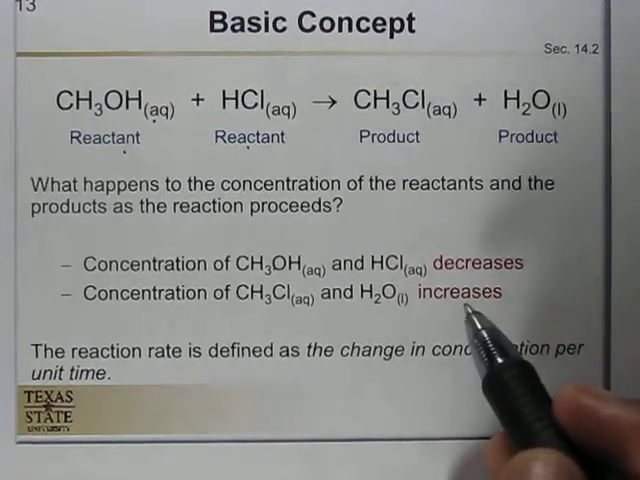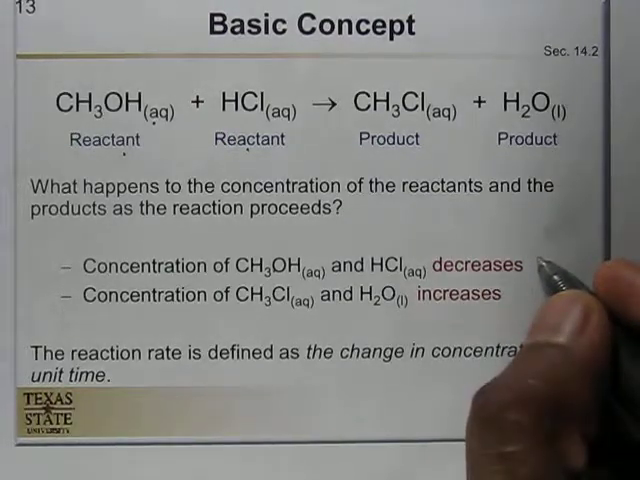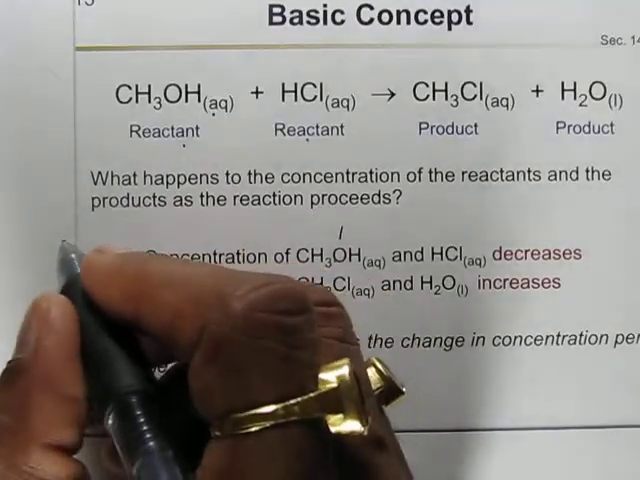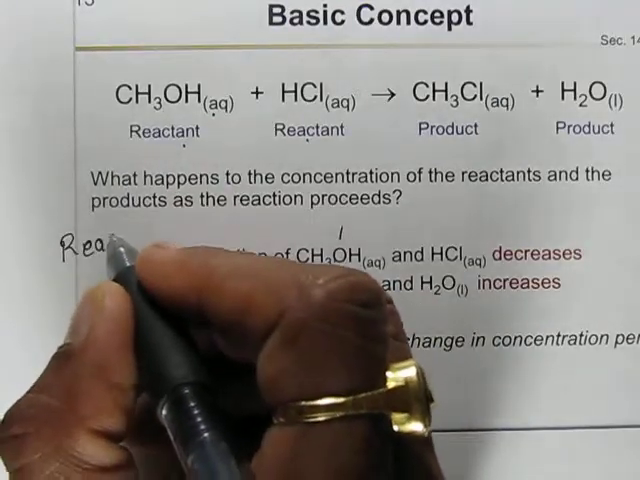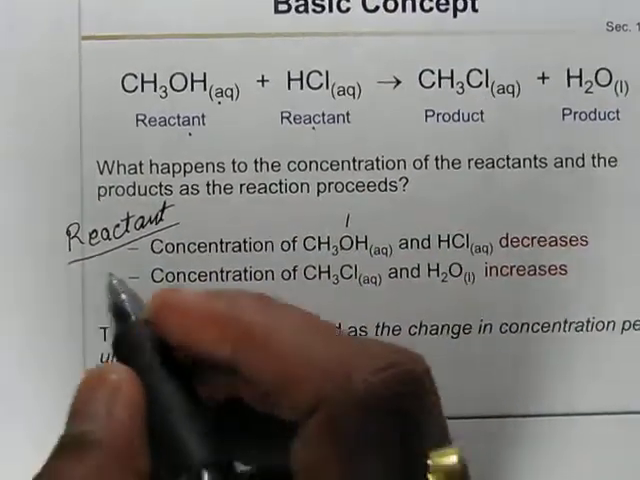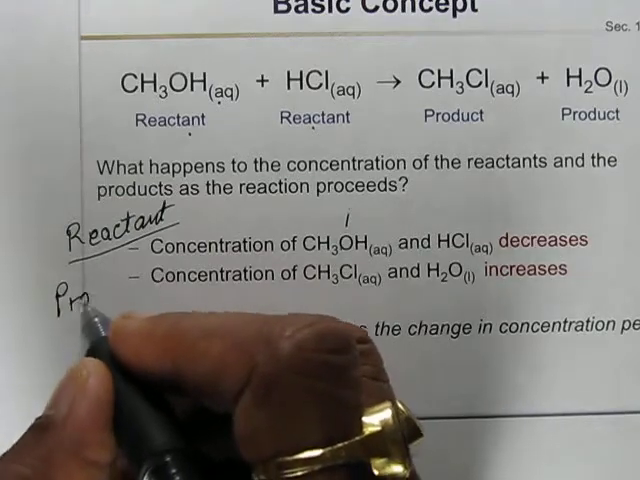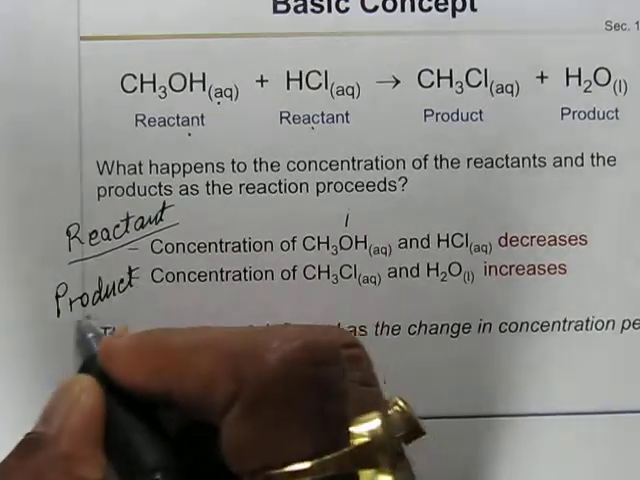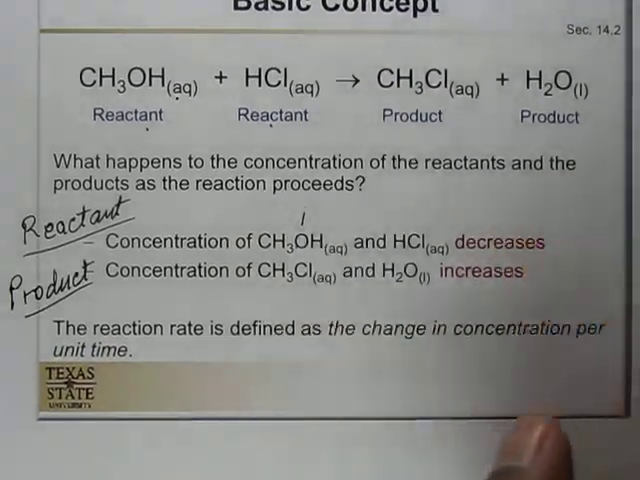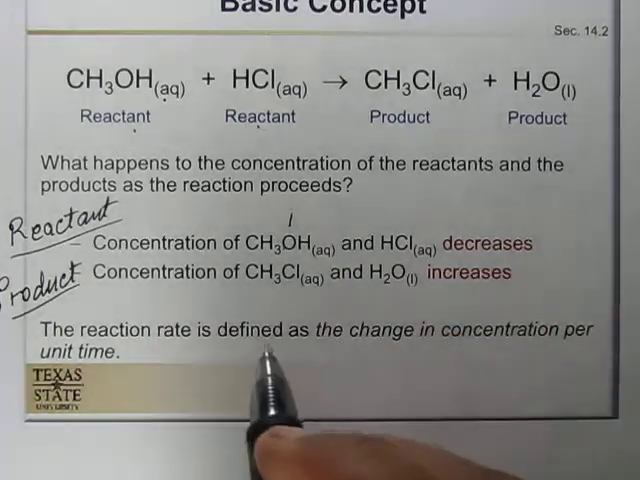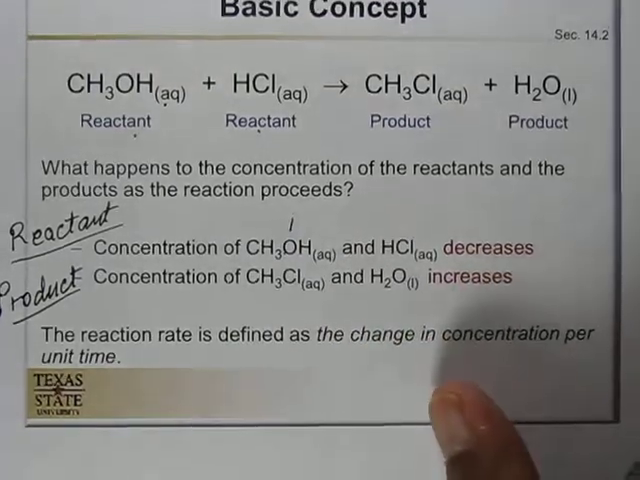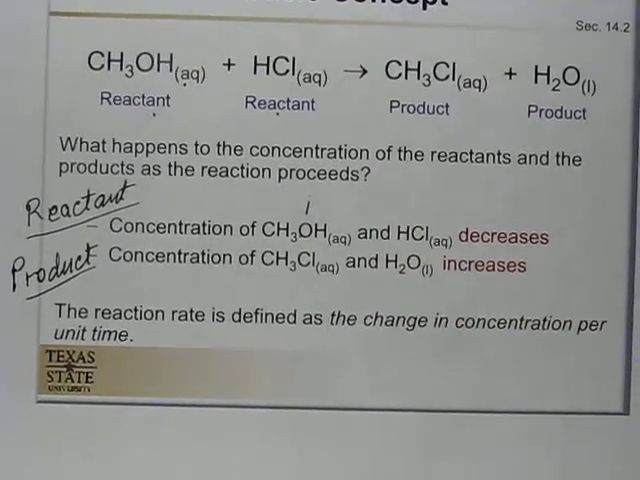As the reaction proceeds, the concentration of methanol and hydrochloric acid decreases, and the concentration of methyl chloride and water increases. So the reactant concentration decreases because the reactants are consumed, and the product concentration increases slowly. As the reaction proceeds, you will get more and more product. So the reaction rate is defined as the change in concentration per unit time. This is again the same definition we saw in the previous slide.